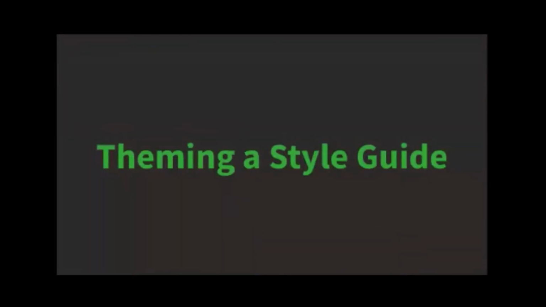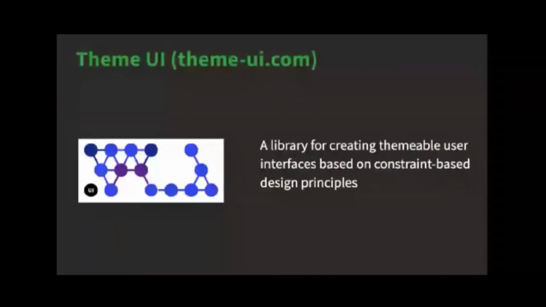All right. So let's talk about theming the style guide. So theme UI. And theme UI is confusing from a terminology standpoint. It sounds like just two words thrown together, but it's actually a thing. It's at theme-ui.com. And how they define it is a little bit heady because the project is capable of a lot of things. It's a little bit meta of a project. And we'll break down the things that are important for our understanding, but they define it as a library of creating themable user interfaces based on constraint-based design principles. So I'm actually going to break down what that means for me, at least.